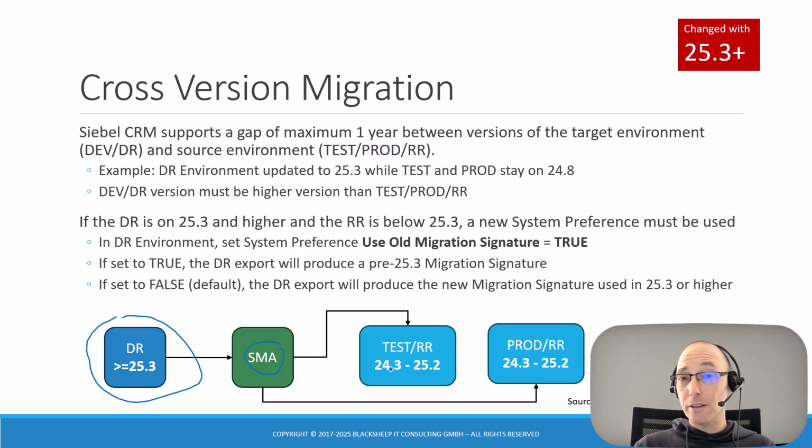But with 25.3, there's been a change in the migration application. So if there is this exact gap, your DR is 25.3 or higher and your RR is less than 25.3, then you must set a system preference, use old migration signature true in the DR environment. That will tell the migration application, okay, I'm migrating to an older version and I should use the old migration signature. And don't forget to turn that off when you have finished updating your RR environment and they are current. So you only need that for that period, if ever.